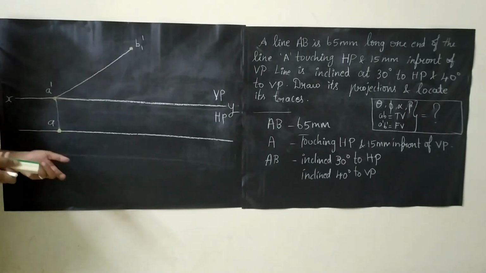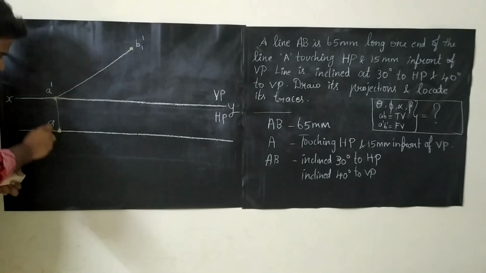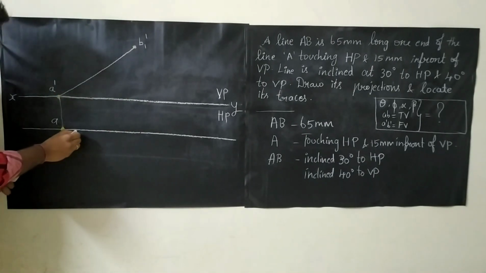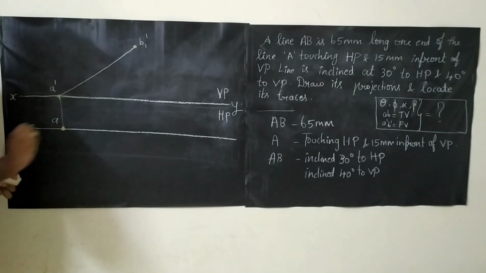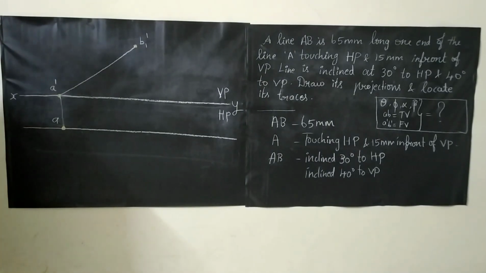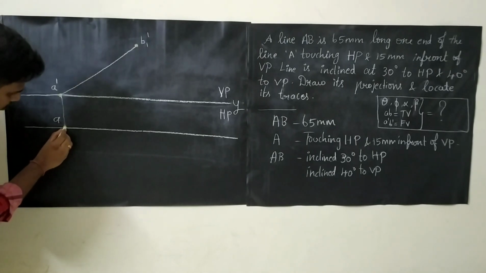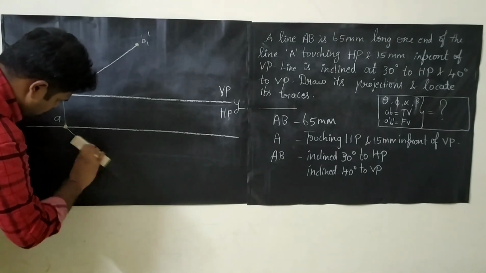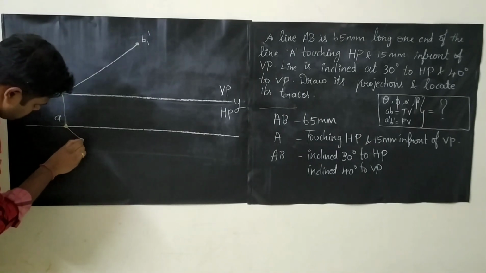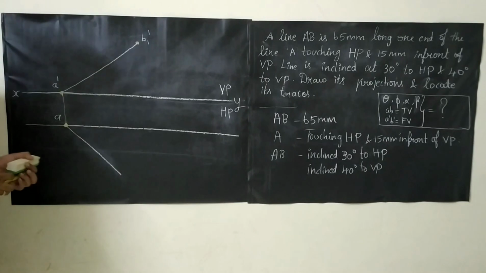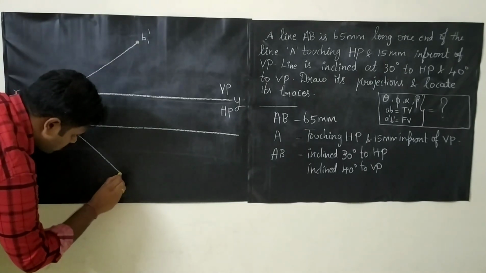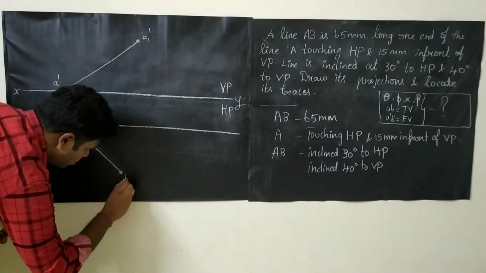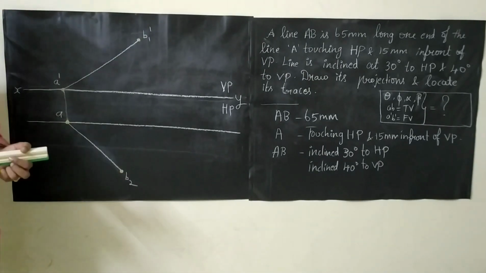So keep your protractor upside down. Keep your protractor at point A upside down for 40 degree. So from here you have to draw a line for 40 degree, and the length of the line is 65 mm. So same process, just draw a line like this. And keep the point as B2.